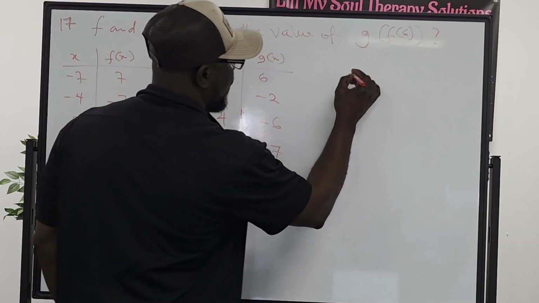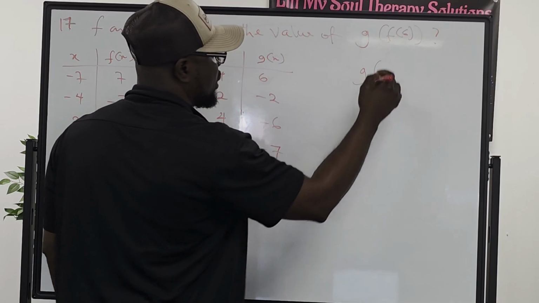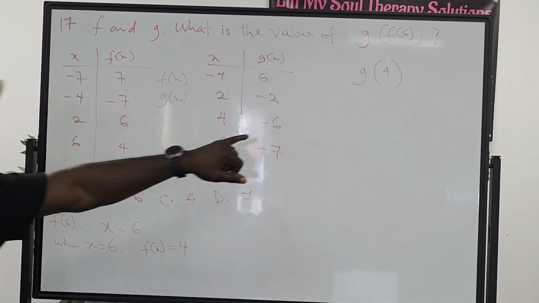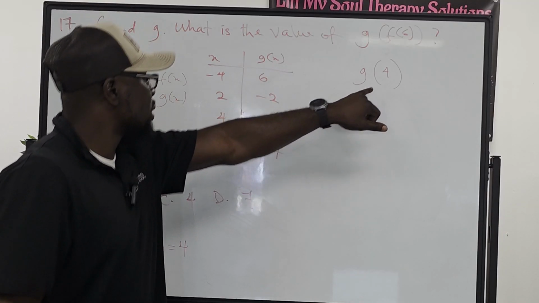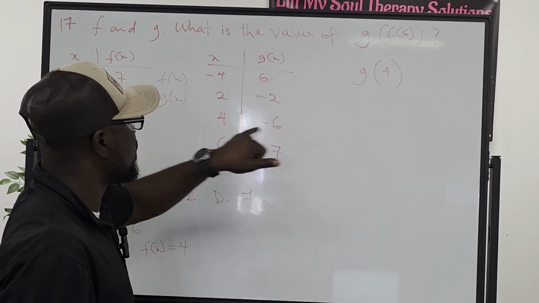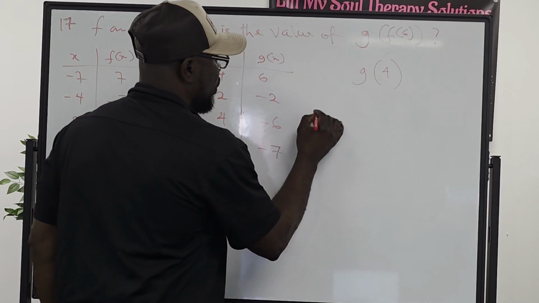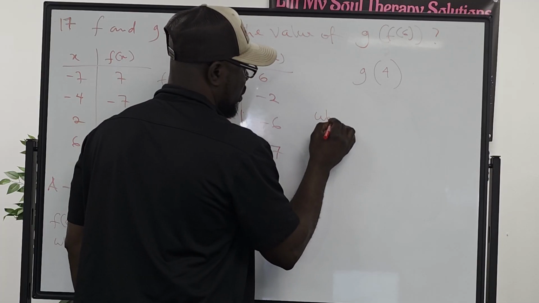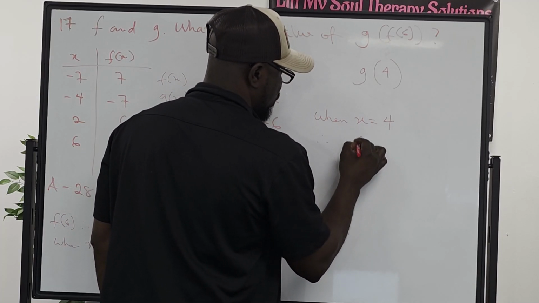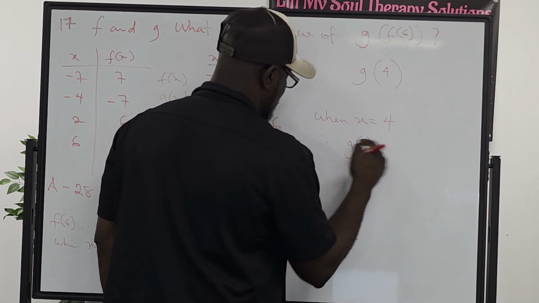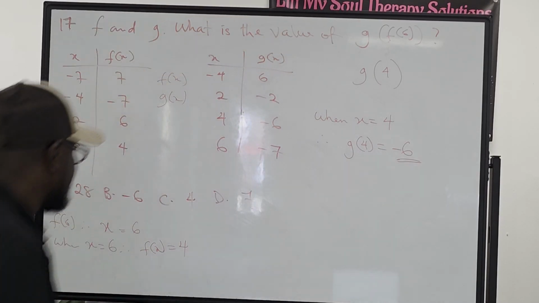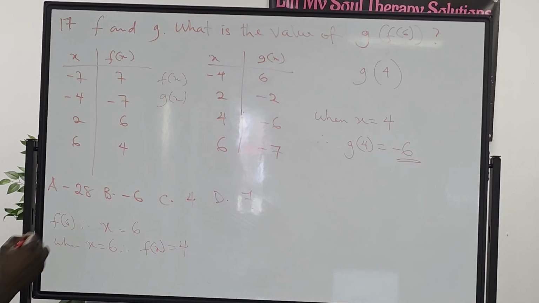So here you're going to say g, instead of f(6), we're going to put 4 right here, okay? So what is the function g when x is equal to 4? Here, when x is equal to 4, which is this, then g(x) is going to be minus 6. So g(4) is going to be equal to minus 6. So the answer is minus 6. And that is option B.